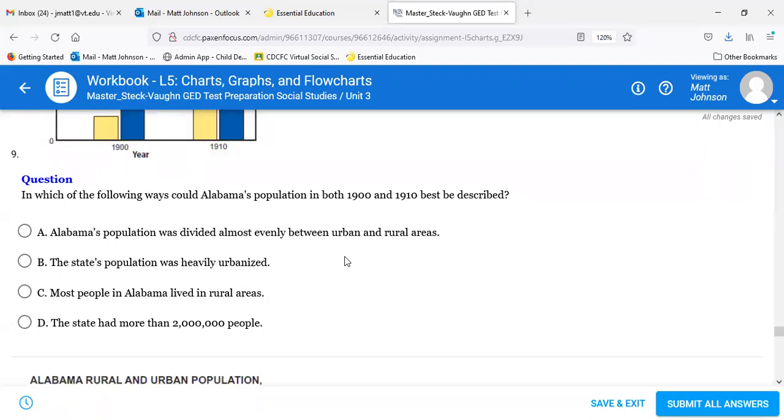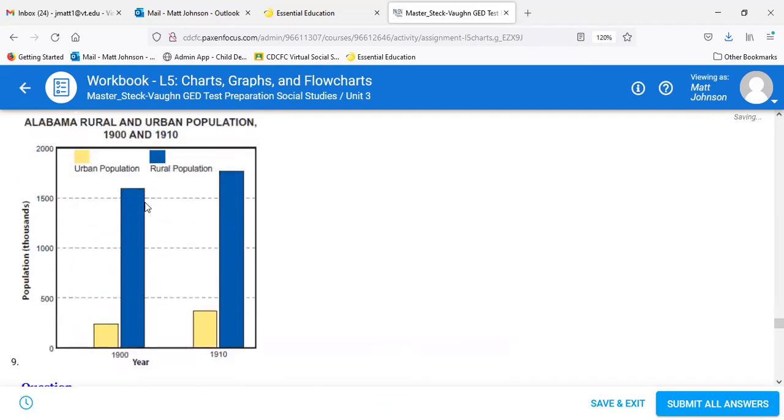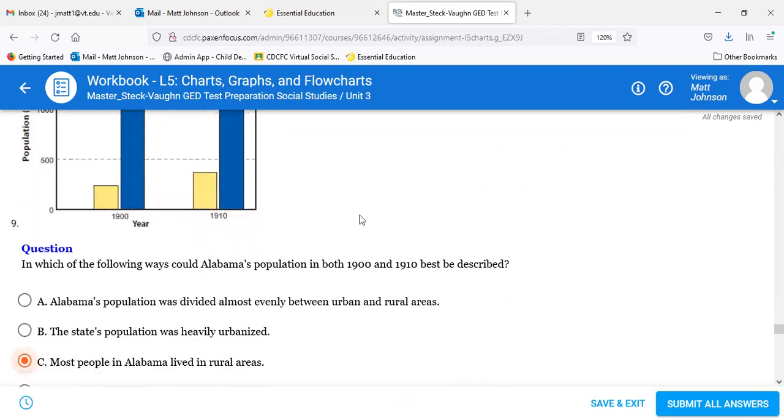Is it B? C. C is in cat. So, right, we're looking at that rural population, whether it's 1900 or 1910, it is dominated by a rural population, right? Most of the people in Alabama at that time lived rurally. Right, so number 9 is C as in cat.